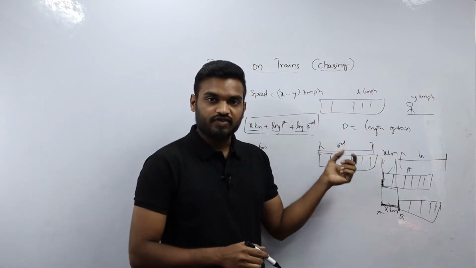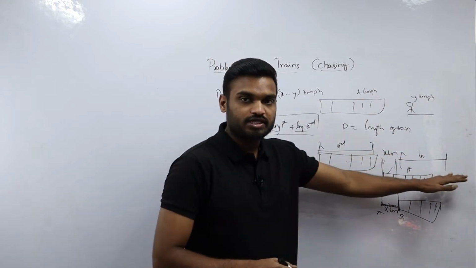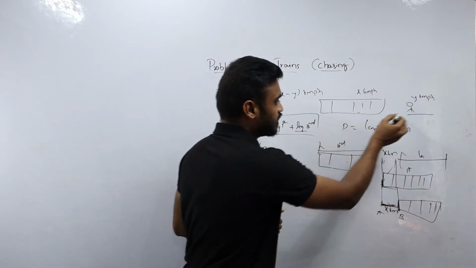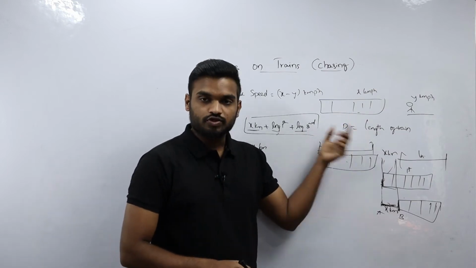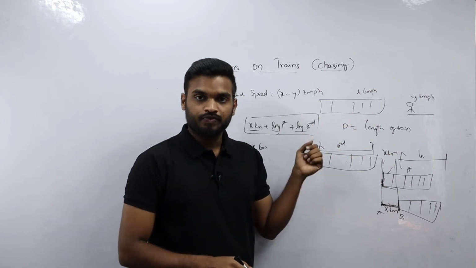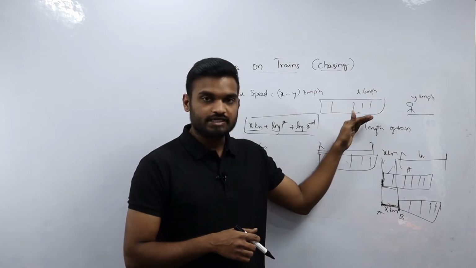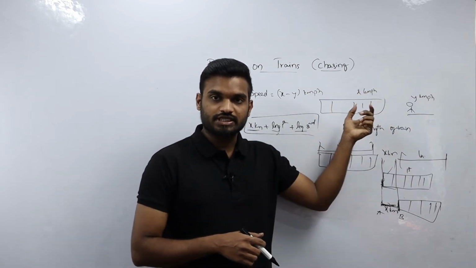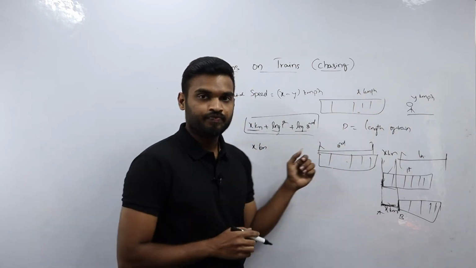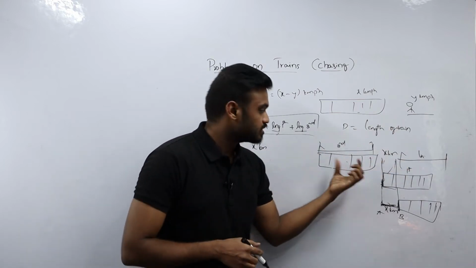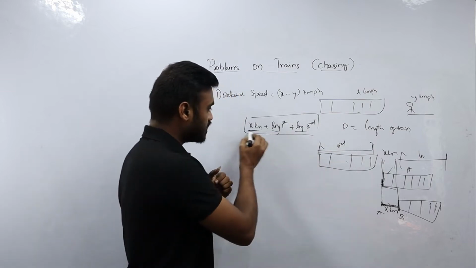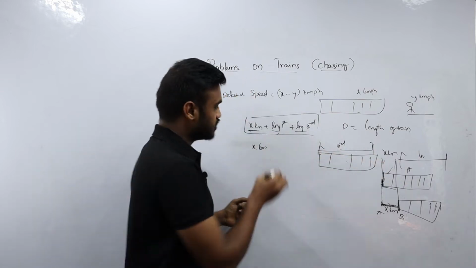This is the basic difference when it comes to two trains traveling in the same direction and one train and one man traveling in the same direction. If you understand this basic difference, you can solve any kind of problem in trains. So remember this: when one train is trying to overtake a man, the total distance is nothing but the total length of the train. And when one train is trying to overtake another train, the total distance the second train needs to travel is both the length of the first and second train and also the total distance covered by the first train.